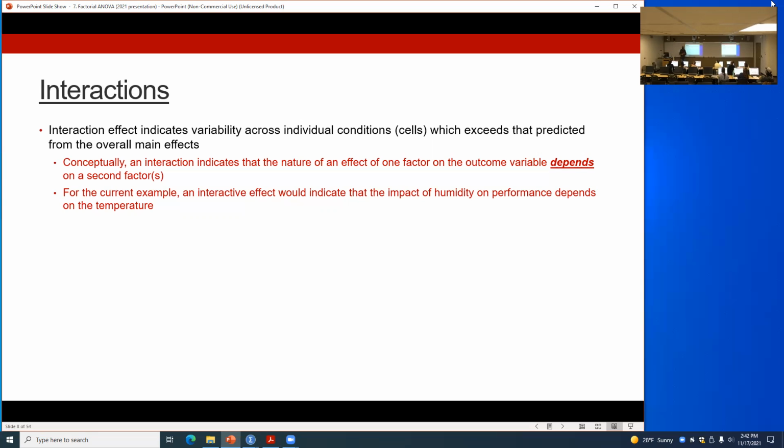What's another name for an interaction effect? Do you know? Teresa, you have some regression background. If we're talking about interactions, what are we talking about?